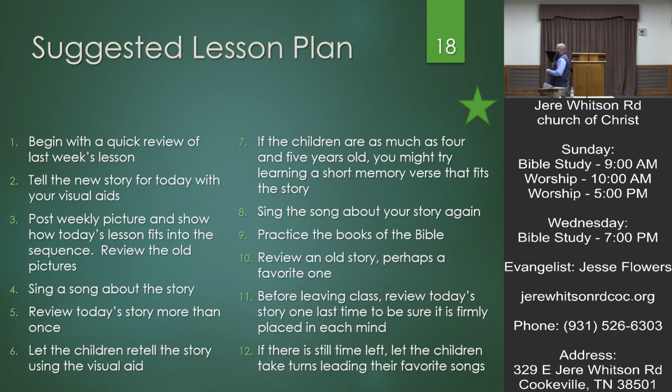Number 11, before leaving class, review today's story one last time to be sure it is firmly placed in each mind. So I don't know how many times this is actually saying go over the story, 3 or 4. At this preschool age, it is very important. So you can't have this long, elaborate story that takes 35 minutes to tell. You're going to lose the kids anyways by that point. So you've got a story. It's going to be short. You're going to tell it, and you're going to tell it multiple ways throughout the class period to make sure that they are getting it, that you are constantly reviewing.